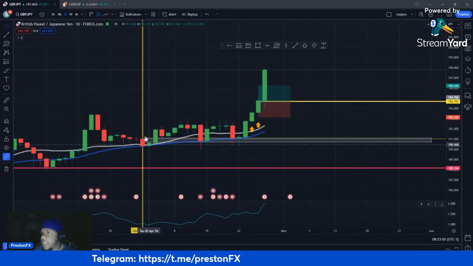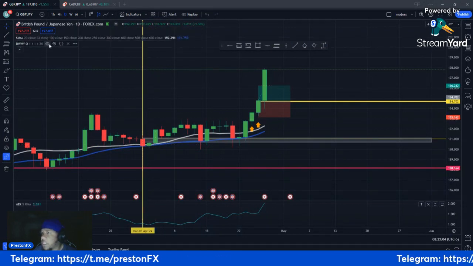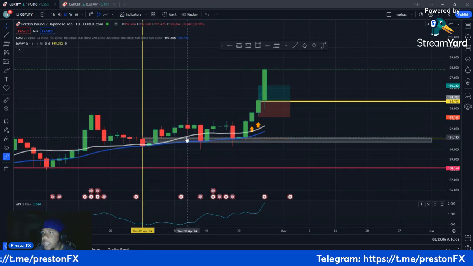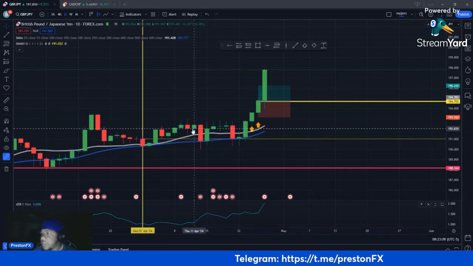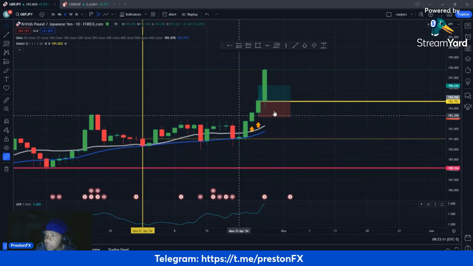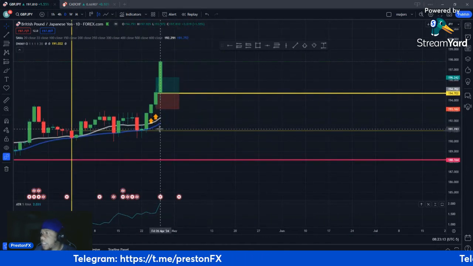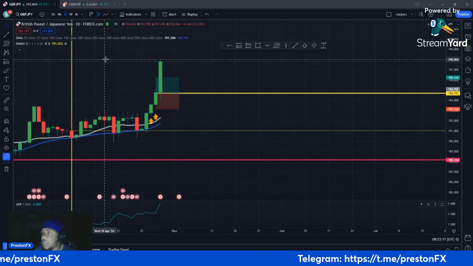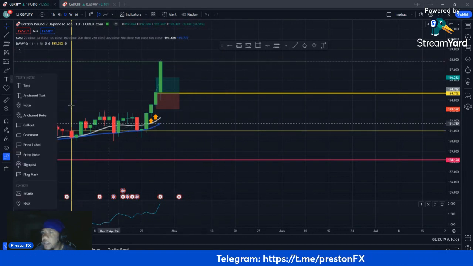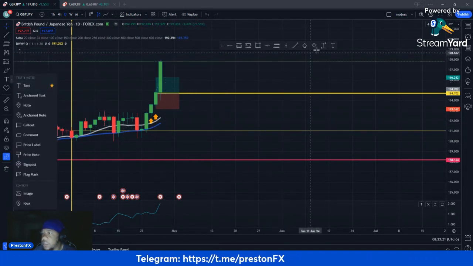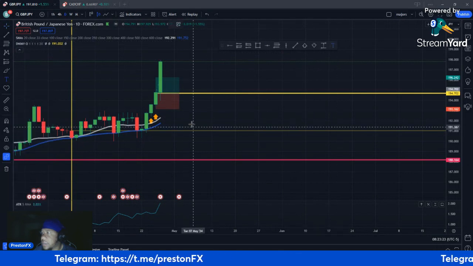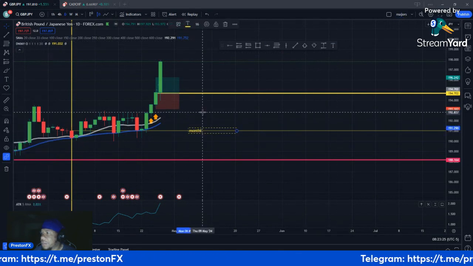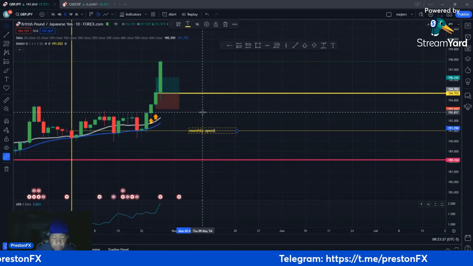If you look at my monthly open price, I have an indicator right here. Let me go over here and erase this. All right, so my monthly opening price right here is the yellow one. Let me type this in so you understand what I'm saying. So text, let me put that up here: monthly opening price.